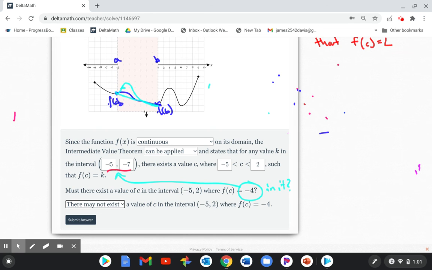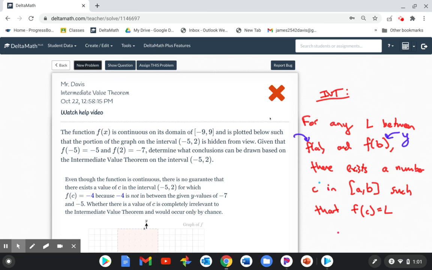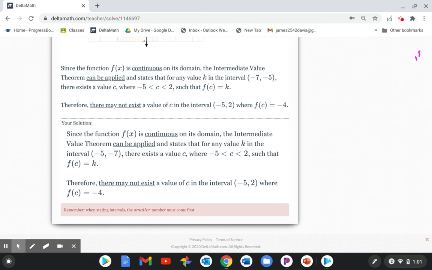And again, I did put these numbers in wrong just to show you what's going to happen if you answer incorrectly. Well, we got an x, and it gives you a hint at the bottom. It says, remember when stating intervals, the smaller number must come first. Here was our solution, so we just swapped those like we said we were going to do, just to show you.